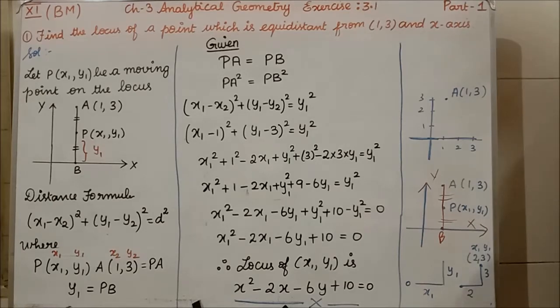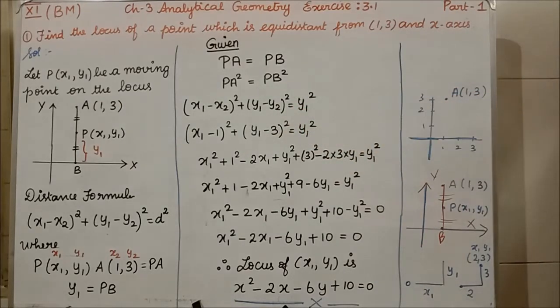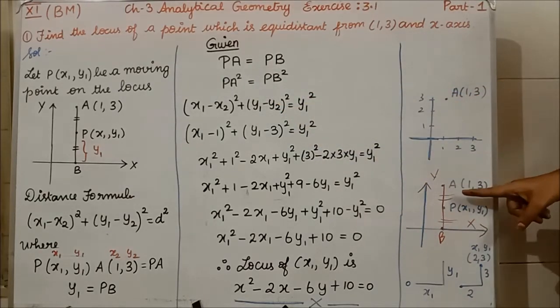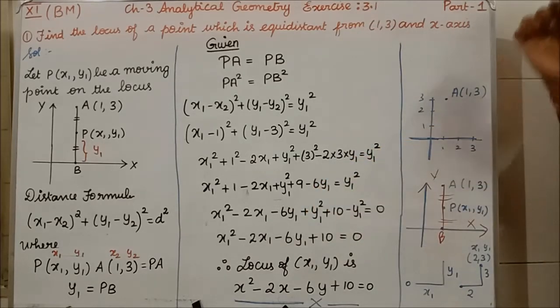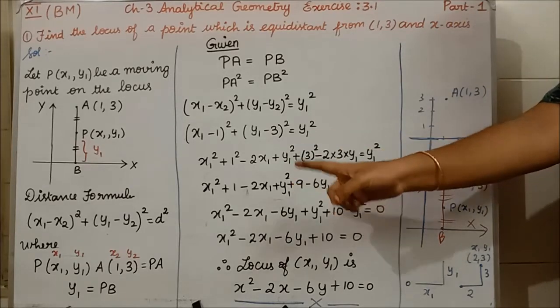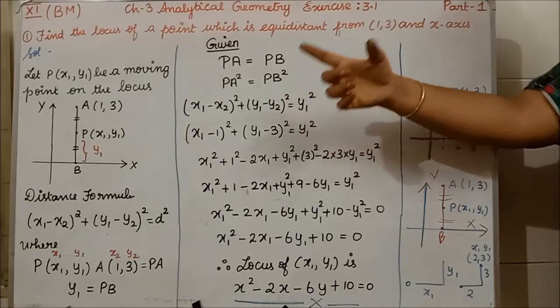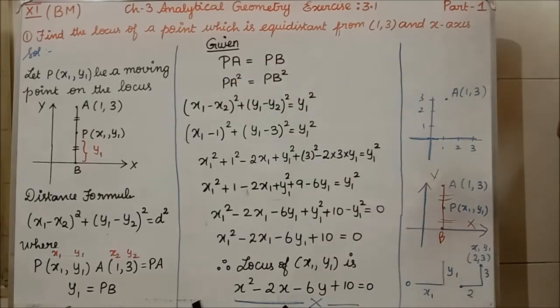So the distance formula is what? (x1 minus x2) the whole square plus (y1 minus y2) the whole square, as I told you. If you see, what is the point P? (x1, y1). And A? (1, 3). I have written it down. So P is (x1, y1) and A is (x2, y2). To apply this formula, we have to know what x1, x2, y1 and y2 are. So in PA, P is one point, that is (x1, y1), and A is one point, that is (1, 3). Using the two points, we are going to apply the distance formula.